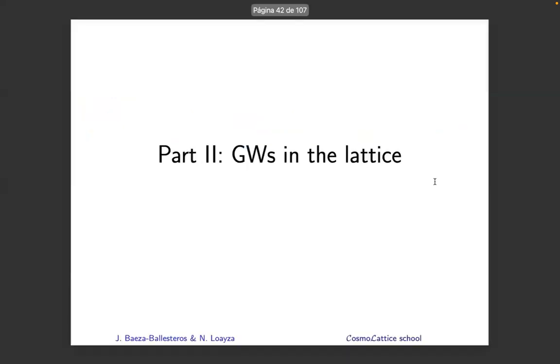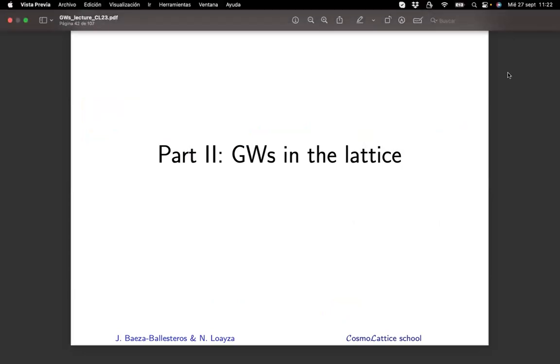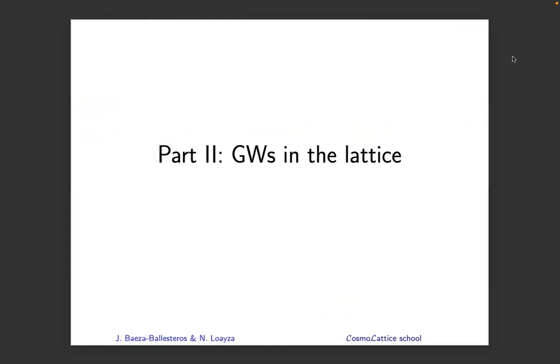So let's change a little bit. I will now talk about gravitational waves on the lattice, but if there is any question up to this point, I can answer them. Is there any question about gravitational waves in general? No. Has everybody cleared this trick of commutation at the linear level in Fourier space and why we do it like that?